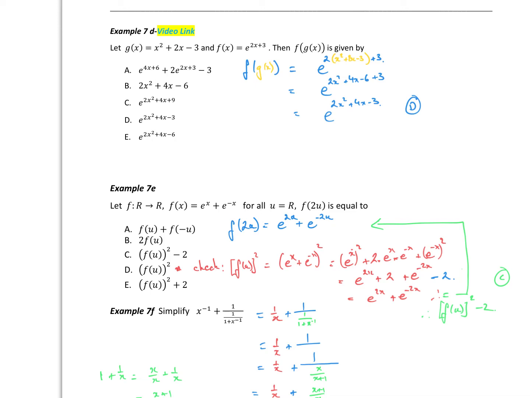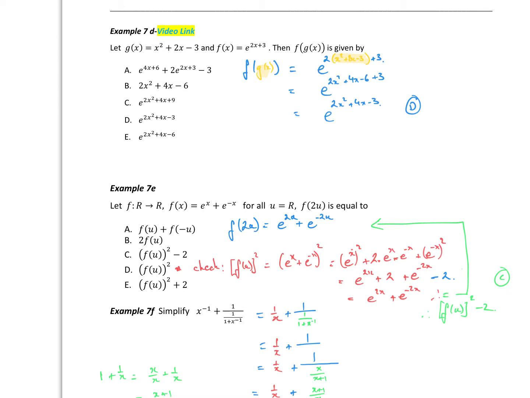So g of x is equal to that quadratic, f of x is equal to that exponential, f of g of x. Hopefully remember, it's just a case of substituting g of x in for x. So there's my f of x, e to the 2x. So in yellow is that x term, and that's going to be replaced with the function g of x, which is x squared plus 2x minus 3.